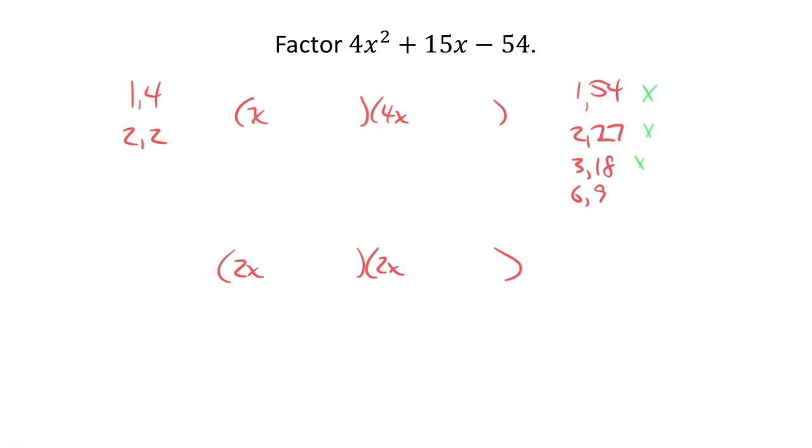Finally, we have 6 and 9. 6 and 4 have a common factor, so we can't put the 6 over here. If it goes anywhere, it's going to have to go with the x, and then the 9 would have to go with the 4. Now we try once again.